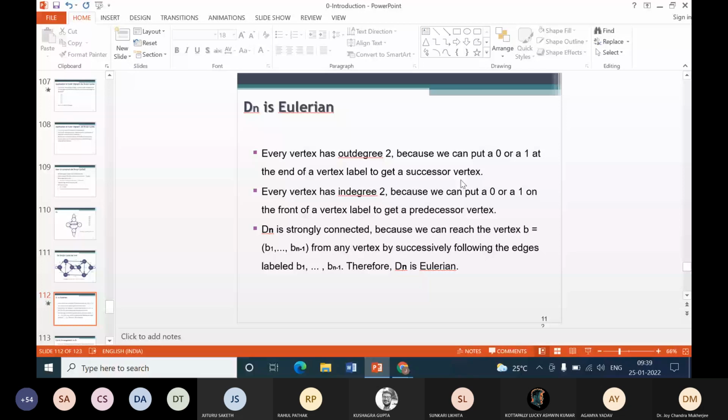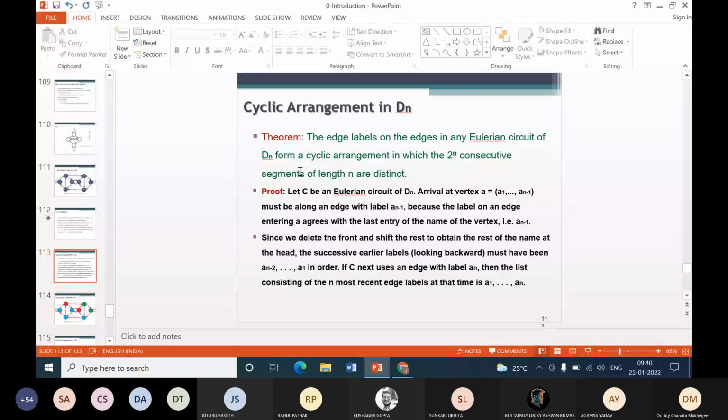So Dn is Eulerian. The first thing we have proven is that it is Eulerian. Since it is Eulerian, we know that it has a Euler circuit, and that algorithm gives me that Euler circuit. But the thing that remains to prove is that the edge levels of the edges in the Eulerian circuit of Dn indeed form a cyclic arrangement in which all the 2 to the n consecutive segments of length n are distinct. So this thing we need to prove.